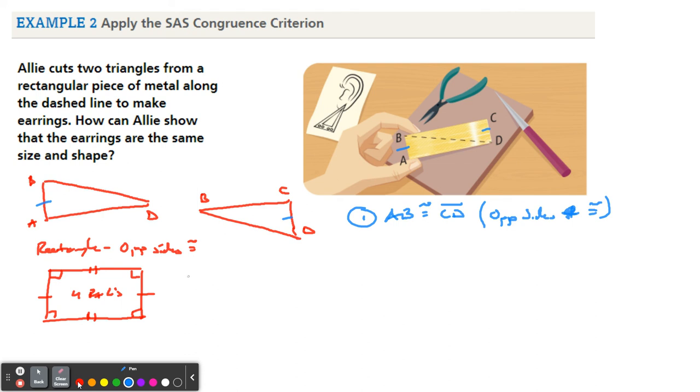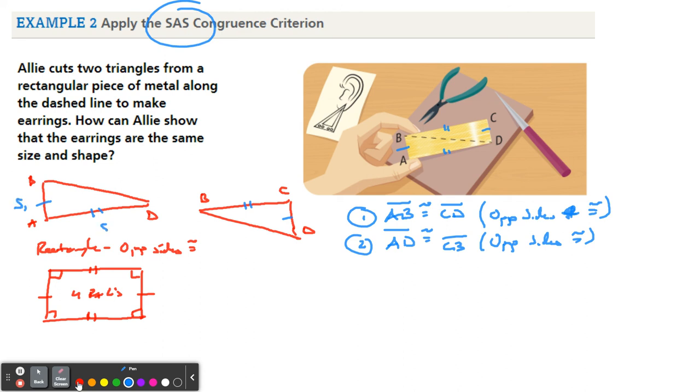Okay. We can do the same thing with the bottom side, AD and BC. So step 2, AD is congruent to CB. And that's the same thing. Opposite sides are congruent. Okay. So in our picture, there's our two pairs of sides. So if we're trying to use SAS, here's side 1, here's side 2.